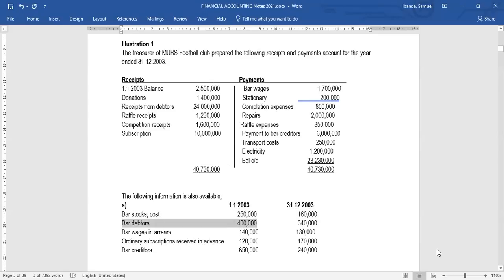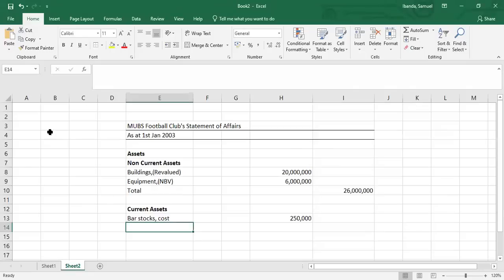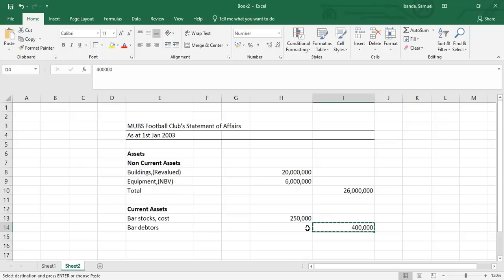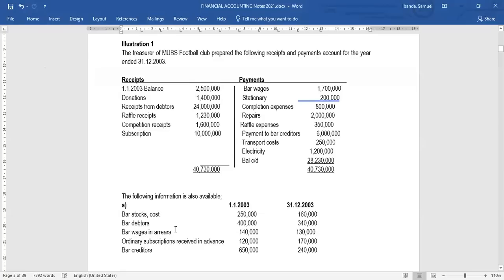If you have to remember very well, the bad debtors are current assets. So I'll just pick this figure here and include it there. Okay, that is the second current asset. Mine is to go back and see, do I have any other assets?